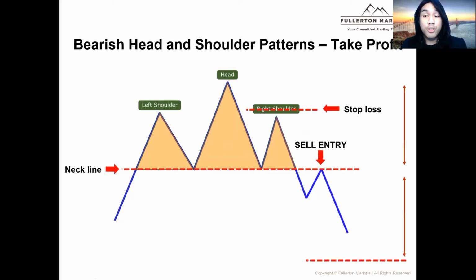All right. Now, the next question is, what about my take profit? Well, the take profit is the distance between the head to the neckline. The entire area from the head to the neckline. If, for example, this is worth 1,000 points, let's say 1,000 points or 100 pips, your take profit should be 1,000 points below. 1,000 up, 1,000 down, and that is where you will take profit on your sell.